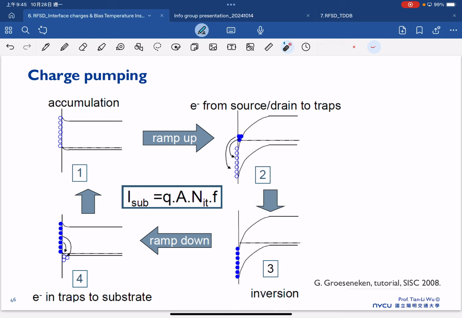As I said, the first one is accumulation, so all the interface states are empty because your interface states are above your Fermi energy. Now we start to ramp up, so we bias this MOS device in the inversion region and start to have electron formation. This is the situation where VG approaches VTH. At this moment, we see a gradual increase of electrons here. These electrons can start to be trapped by the interface states.